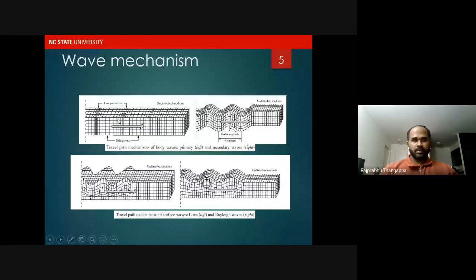As you can see, the primary waves are just compression and rarefactions, whereas the secondary waves have a transverse movement along their travel. So when these P waves and S waves reach the surface, they transform into surface waves. They would be called the Love waves and the Rayleigh waves. So predominantly the structures are affected by these surface waves, as you can see. This would cause catastrophic damage to the structures.